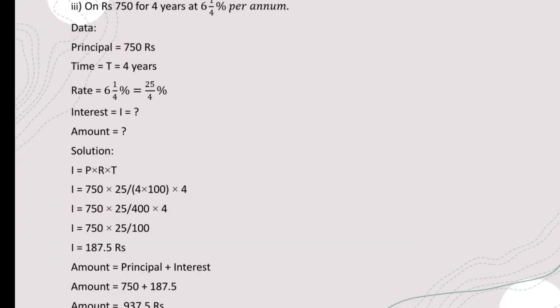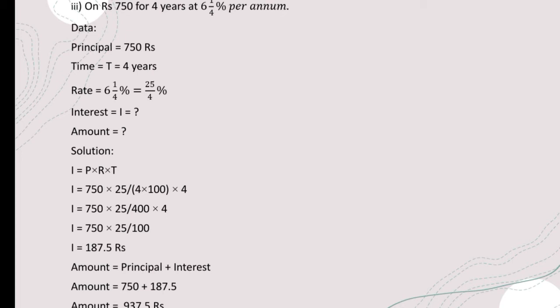Now the formula of interest is P multiplied by R multiplied by T. I have put all the values in the place of P, R and T respectively. Now after solving it becomes 187.5 rupees. So our interest is 187.5 rupees. Now we can find the amount, which is the sum of principal and interest, and 750 plus 187.5 becomes 937.5 rupees.